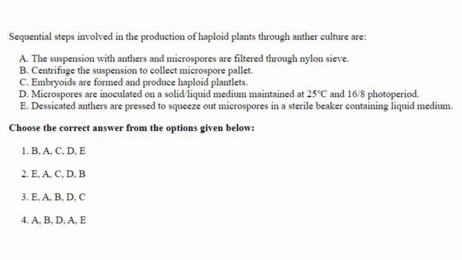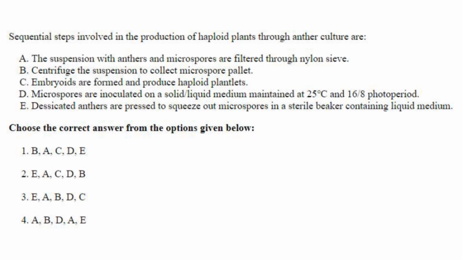Then the suspension with anthers and microspores are filtered through a nylon sieve. Okay. Then centrifuge the suspension to collect microspore pellet. Microspores are your pollen grains. Then microspores are inoculated on a solid or liquid medium maintained at 25 degrees Celsius for a 16 to 8 hour photo period. Then embryoids are formed and produce haploid plantlets.